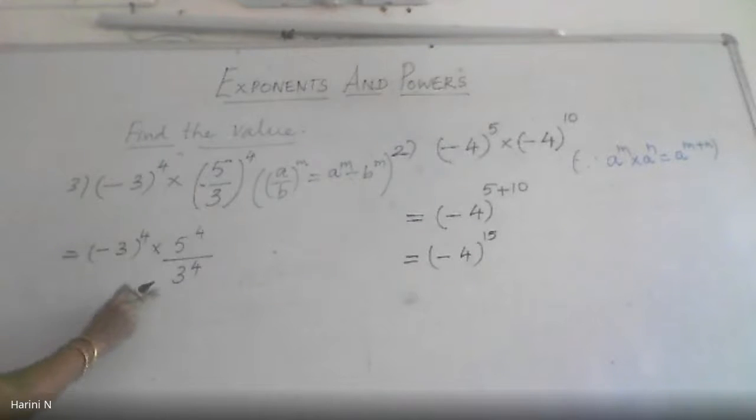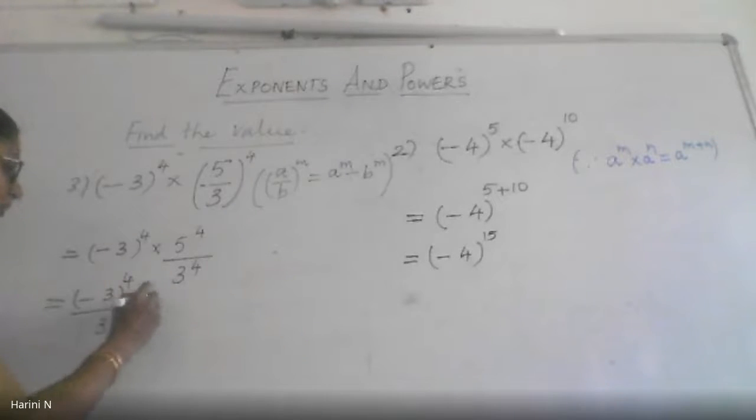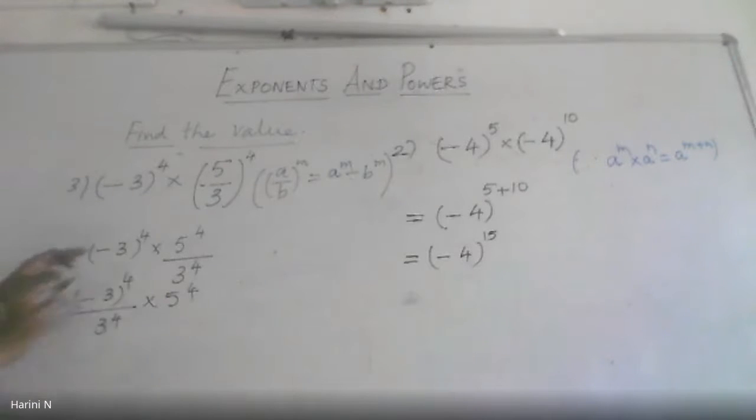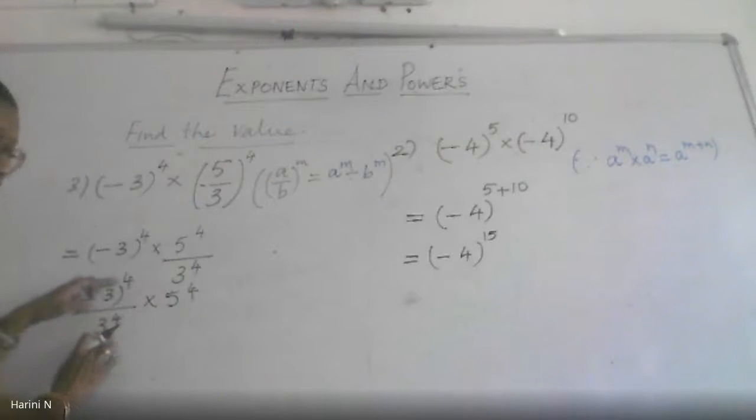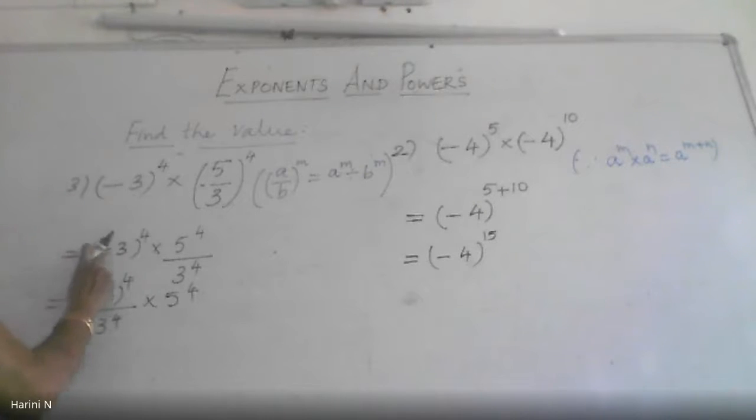Can you see again? The base is looking as though it is the same, but the bases are different, and the powers are the same. Can I do something about that? Negative 3 to the power 4 by 3 to the power 4 into 5 to the power 4. Because I have these two powers as the same, right? Only the base is different. This is negative 3, this is 5. So can I write it like this?